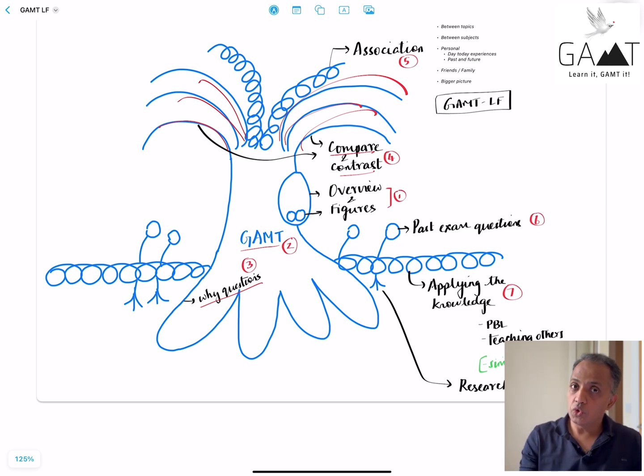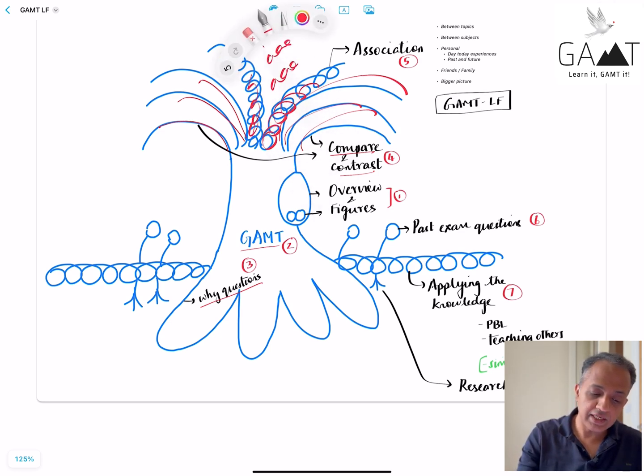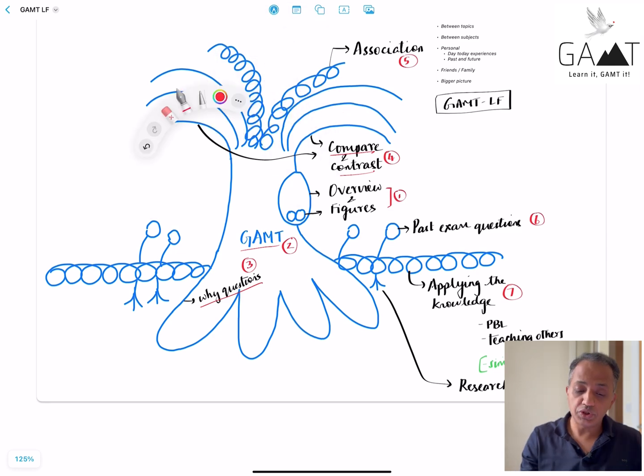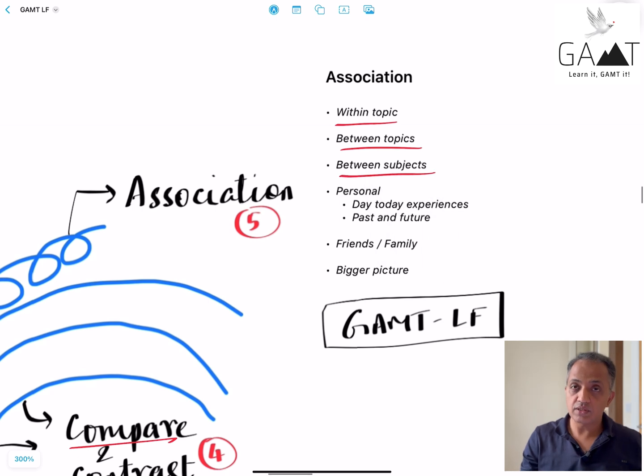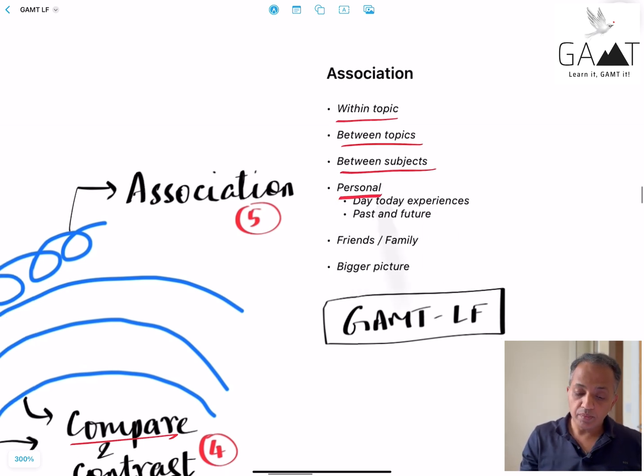The next zone you go to is what you call the association zone. As the name implies, this is a number of A's joined together, and that stands for association. The association zone is where you create associations from the topic. The association can be within the topic, between topics, or between subjects. Associations can also be personal, based on your day-to-day experiences, your past experience or potential future experience, friends and family, and also the bigger picture as well.